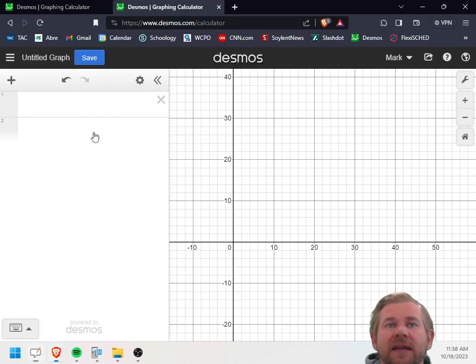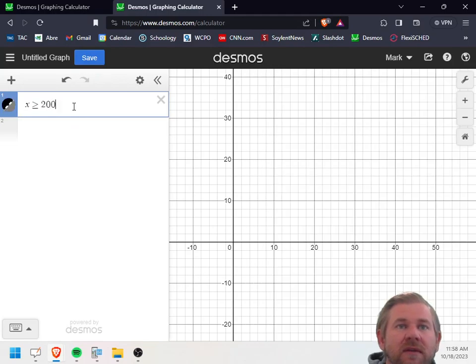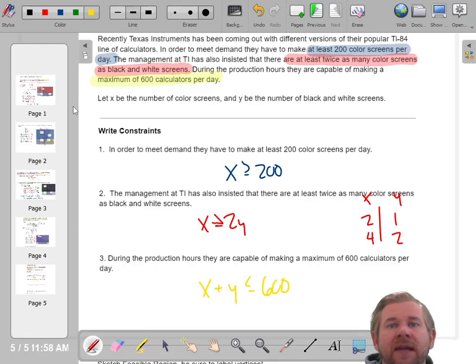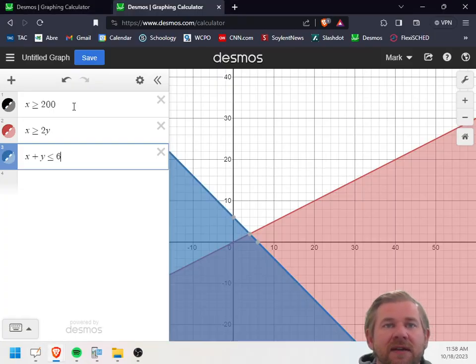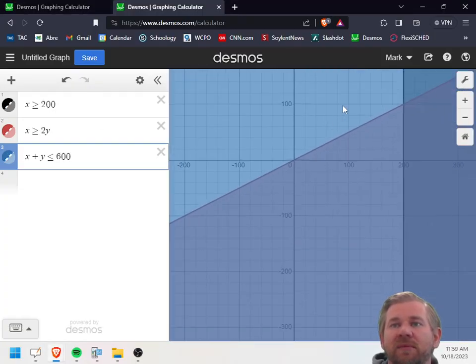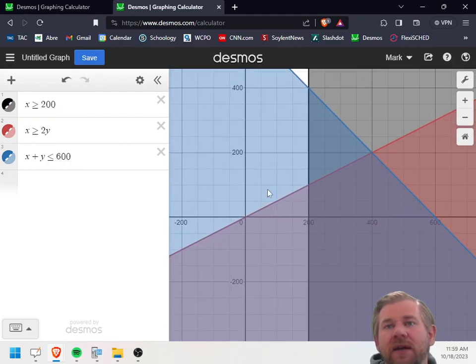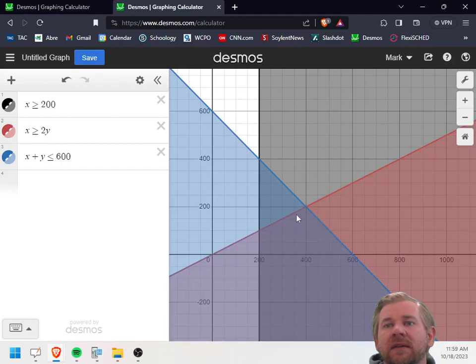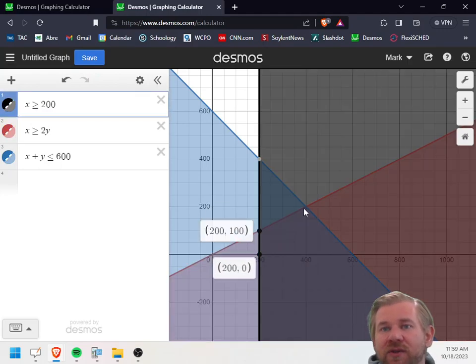We're going to say X is greater than or equal to 200. X is greater than or equal to 2Y. And X plus Y is less than or equal to 600. So we got to zoom out because 600 is a big number. There we go. Okay. So can we find the overlap? To the right, underneath. Ooh, okay. To the right and underneath, and then also underneath. So it's actually this. That triangle's tempting.